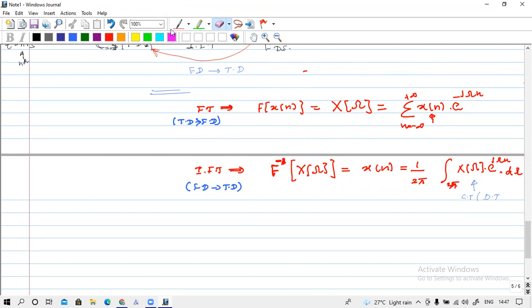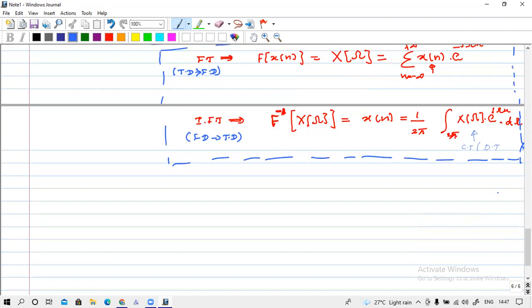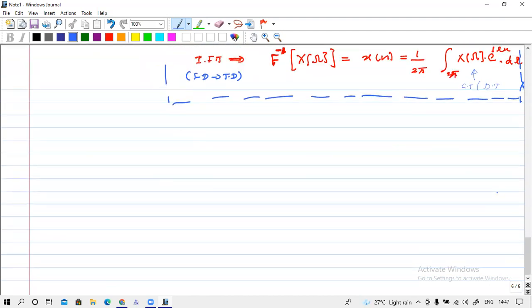So these are the identities, and you have to remember this. Also I would like to discuss a few properties this time.